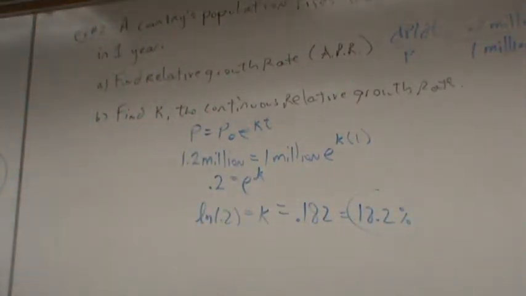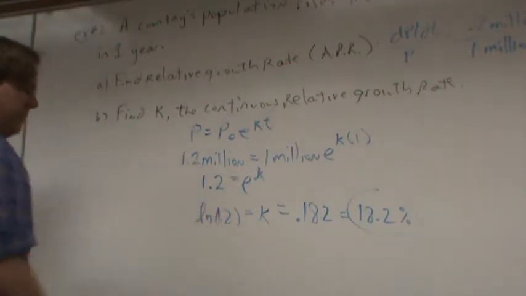Okay. How many people got 18.2%? Wait, go ahead. Why'd you subtract 1 from 1.2? You need to divide by 1, which is just 1.2. Oh, whoops. Thank you.